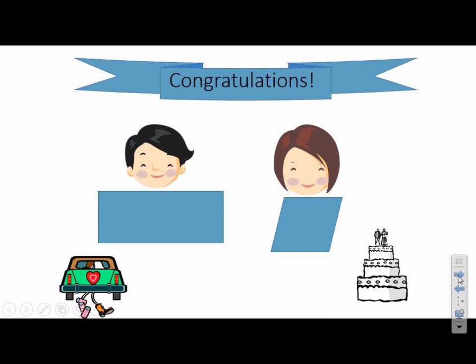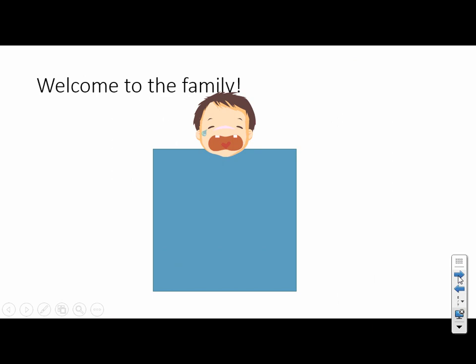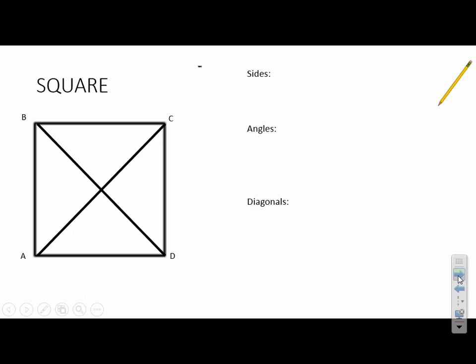Now I want you to think about this like if Mr. Rectangle got married to Mrs. Rhombus over here. Miss Rhombus, Mr. Rectangle, they got married and they had a child. Okay, that would be the square. Okay, square is so special. He has all the properties of all the shapes that we've talked about so far. So square has a lot going on.